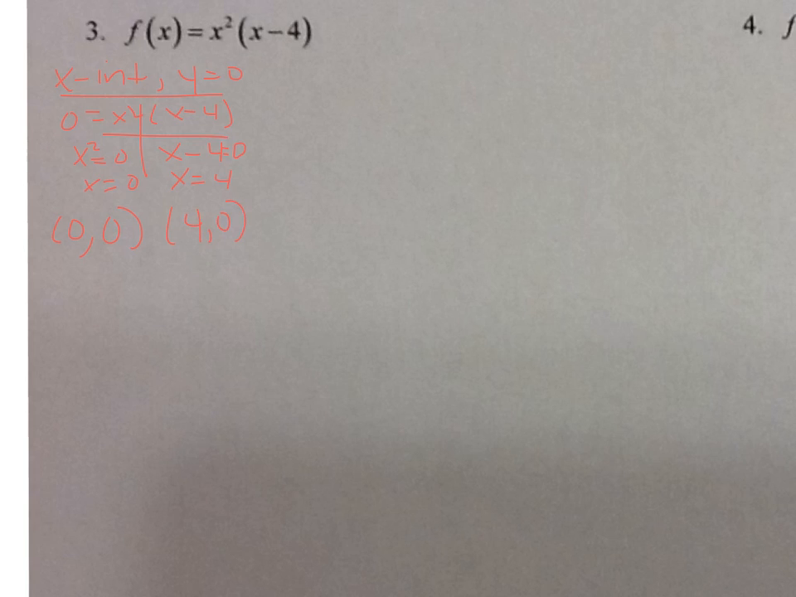All right, now I'm going to find my y-intercept. When I find my y-intercept, my x is equal to 0. So I am going to change my f of x to y and change all my x values to 0. So I have y is equal to 0 squared times 0 minus 4. Y equals 0 times -4, which is 0. So that's my y-intercept, (0, 0). All right, so now let's take a look at the function.